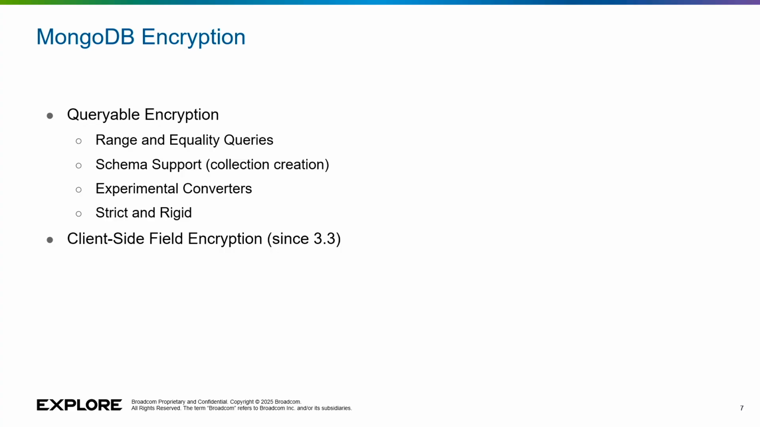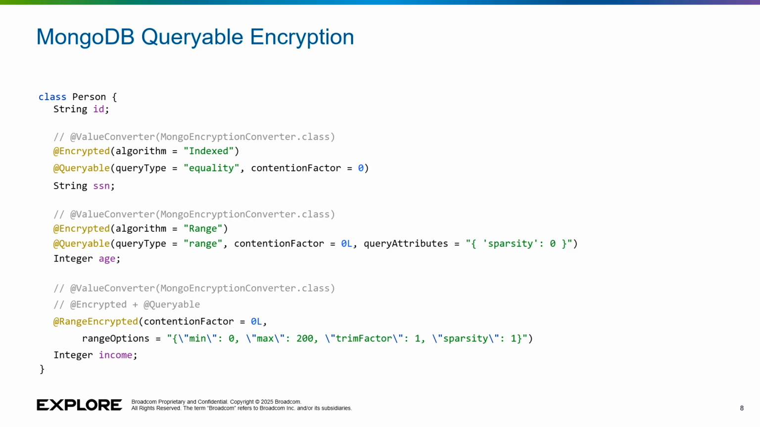Queryable encryption allows you to say, okay, these fields are encrypted, and I want to still be able to query them. That gives the hint to the driver to know how to decrypt it whenever it's running the query. There's support for range and equality queries, and schema support. That's the collection creation I was talking about, very similar to the vector search. So this is what an example looks like. We'd have our person entity, and you see here you can say, okay, @Encrypted, @Queryable.